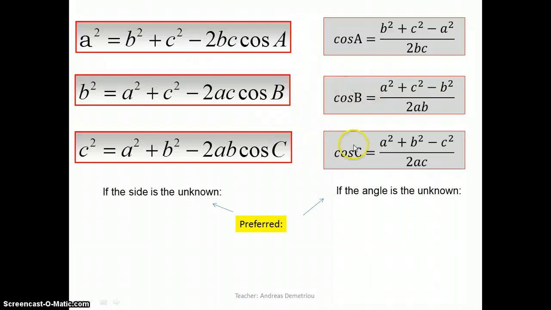We're having two formulas. The first one we prefer if the side is the unknown, and the second formula we prefer to use when the angle is the unknown.